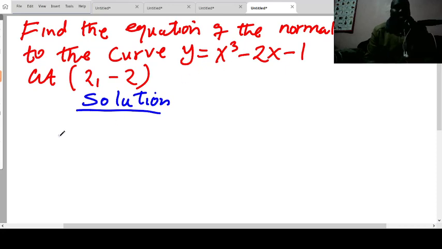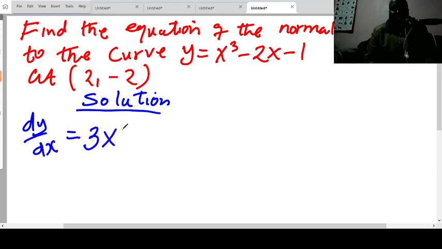So first, let us get the gradient function. So dy over dx is equal to, let us differentiate this one, 3x squared minus 2. And that is the gradient function. But at (2, -2), this is the x and this is the y. So we substitute the value of x inside here in the gradient function and get the gradient.